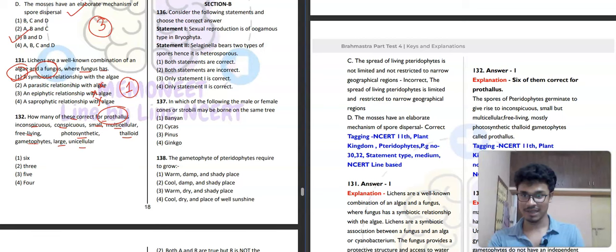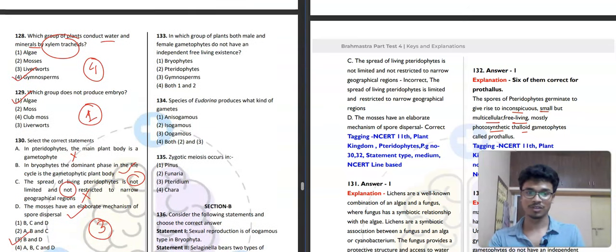So you can just see that prothallus is basically inconspicuous, small, multicellular, free-living, photosynthetic, thalloid gametophytes. So you can see that 6 of them are correct. Which are not correct? I think conspicuous is not correct, and large is not correct. I think it's small. Yes, large is not correct. So 1, 2, 3, 4, 5, 6. 6 of them are correct. First option is our correct answer.